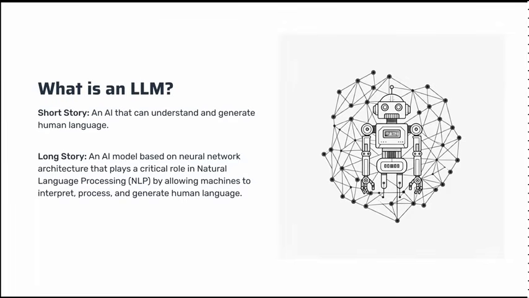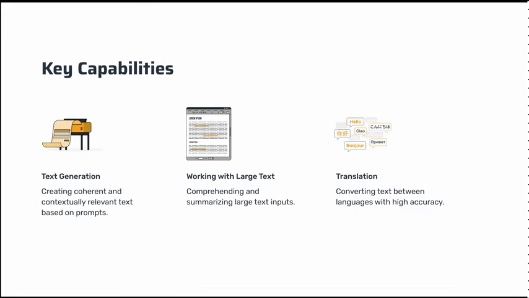So in this section, we'll break that down a little bit so we can understand more of how that actually works. Before we go into that though, some of the key capabilities that LLMs are good for are text generation. They're good at creating coherent text based on prompts and refinement. It's good at working with large amounts of scale and text inputs. And it's good at translating. It can convert languages with pretty high accuracy.